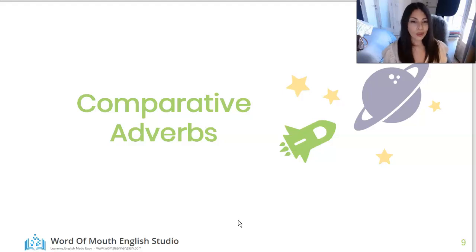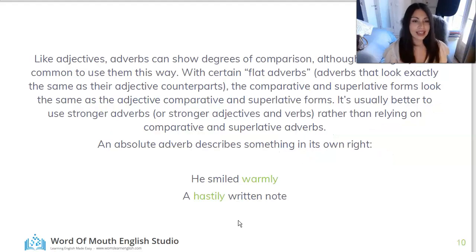Now moving on to what we call adverbs of comparison. Let's see how that works. They work in a very similar way to adjectives, because adverbs can show degrees of comparison, although it's slightly less common to use them like this. When it comes to flat adverbs, that means adverbs that look exactly like their adjective counterparts, the comparative and superlative forms look the same as the adjective comparative and superlative forms. So in that case, because they're so similar, it's usually better to use stronger adverbs or stronger adjectives or stronger verbs other than just using comparative and superlative adverbs. Don't always rely on them. Be ready to vary. An absolute adverb describes something in its own right. That's the job of an absolute adverb.